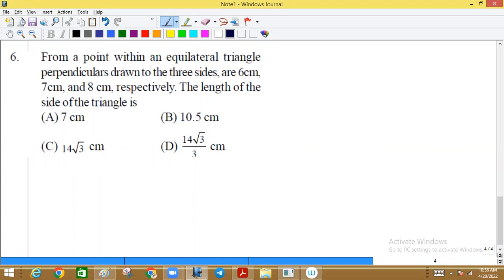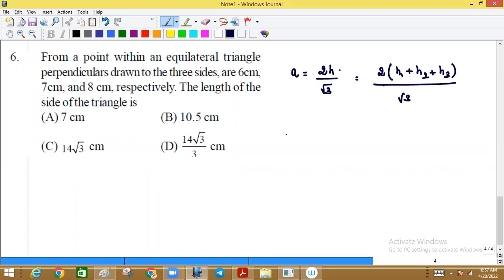From a point within an equilateral triangle, perpendiculars are drawn to the 3 sides, and they are 6 centimeters, 7 centimeters, and 8 centimeters respectively. What is the length of the side of the triangle? You remember the length of the side of a triangle: A is equal to 2h by root 3, because h is equal to root 3 A by 2. So A is equal to 2h by root 3. What is h here? The sum of the perpendiculars, h1 plus h2 plus h3, by root 3.